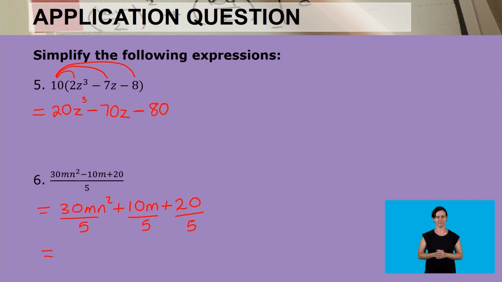So what is our final answer going to be here? Well, 30 divided by 5 is 6, and we are going to write the variables as they are. Then we are adding this with 10 divided by 5, and 10 divided by 5 is 2. And then we are going to add this with 20 divided by 5, and 20 divided by 5 is a 4.